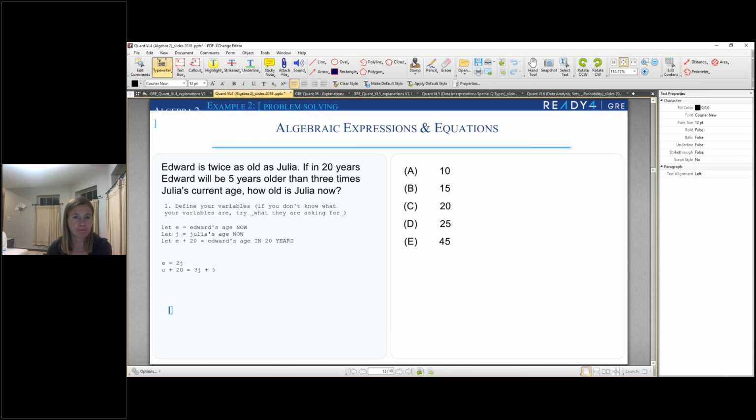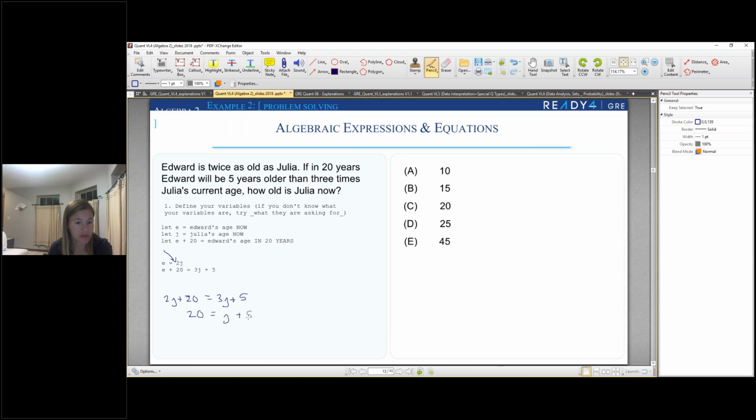Good. Cool. So here E is equal to 2J. Perfect. I'm just going to take that 2J and put it down here where the E is. So I get 2J plus 20 is equal to 3J plus 5. Well, great. Now I just have one equation and it only has J's in it. And that's perfect. So get all the J's together on one side.